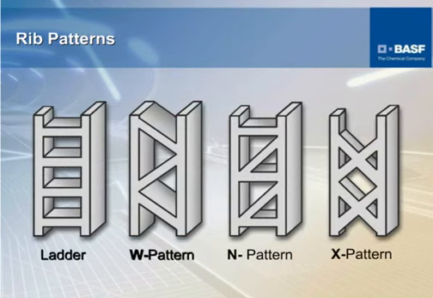So those rib patterns we were talking about, here's a few of them, trying to give some illustrations on what they would look like. Here's a ladder pattern, basically just looks like a ladder. Here's a W pattern, which no magic here, it just looks like a W. And then the N pattern, very simply looks like an N. And lastly, the X pattern. So it begs the question, which is going to be the most efficient for your design and your application?